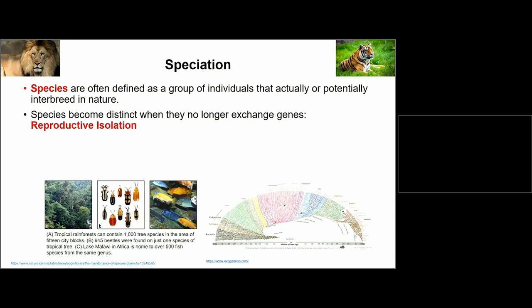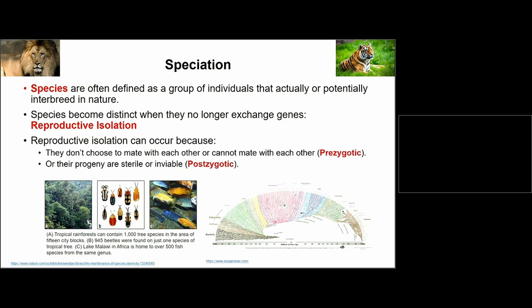Now, this could happen for a couple of reasons. It could happen because they either don't choose to mate with each other or they cannot mate with each other. We call that pre-zygotic reproductive isolation. Or it could be that they could mate together, but their offspring are sterile or inviable. They don't survive. So let's think of some of these examples.